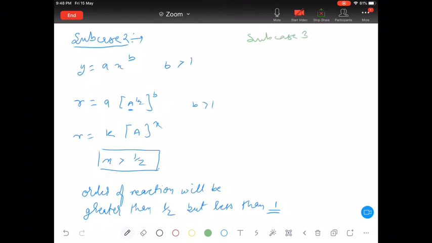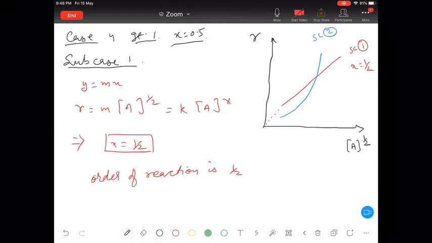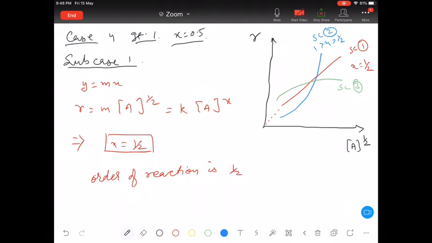Sub case 3 means if I obtain such a kind of curve, let's say this kind of curve. For sub case 2, I can say x is greater than 1 by 2 but less than 1. I'm not using any equality sign, I'm just using inequality. X is greater than 1 by 2 but less than 1 in sub case 2.